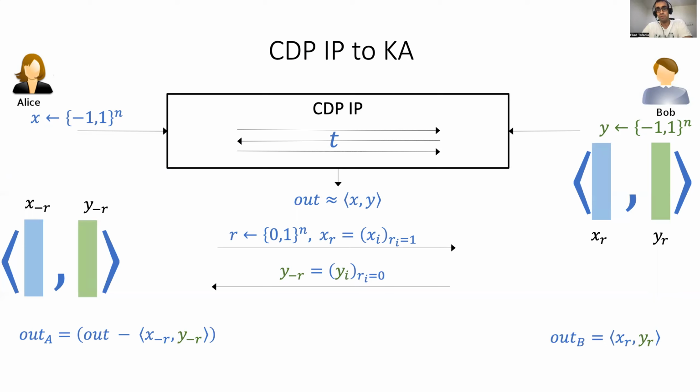Finally, Bob outputs the inner product of X_R and Y_R, and Alice estimates it by computing out minus the inner product of X_minus-R and Y_minus-R, where out is the estimation of the CDP IP protocol. Note that if out is exactly equal to the inner product of X and Y, then out_A equals out_B.